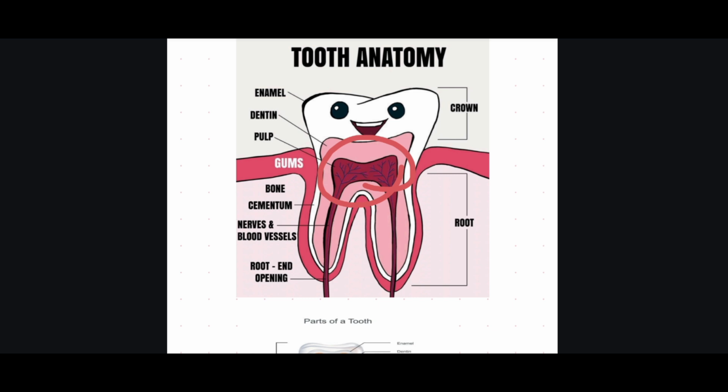will find the dental pulp. The dental pulp is nothing but loose connective tissue rich in neurovascular structures. And this dental pulp continues downward, called the root canal. This part over here is called the apical foramen, where the blood vessels and the nerves enter the tooth.